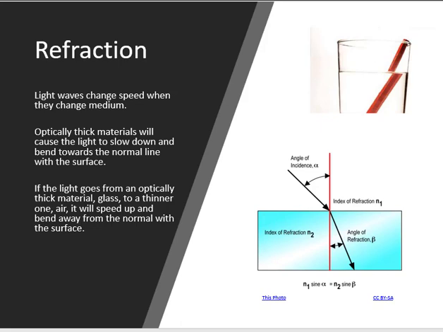The normal line is an imaginary line that's perpendicular to the surface. So it's the one that's shown in red in that picture. If it's going from an optically thick material like glass to a thinner one, air, it speeds up and bends away from the normal with the surface.